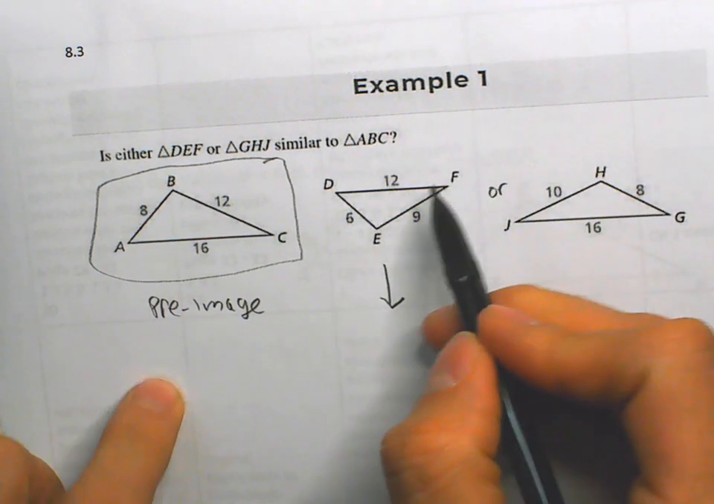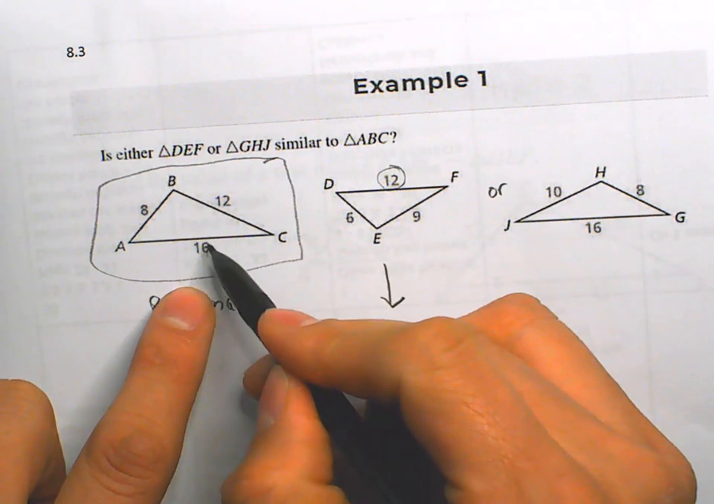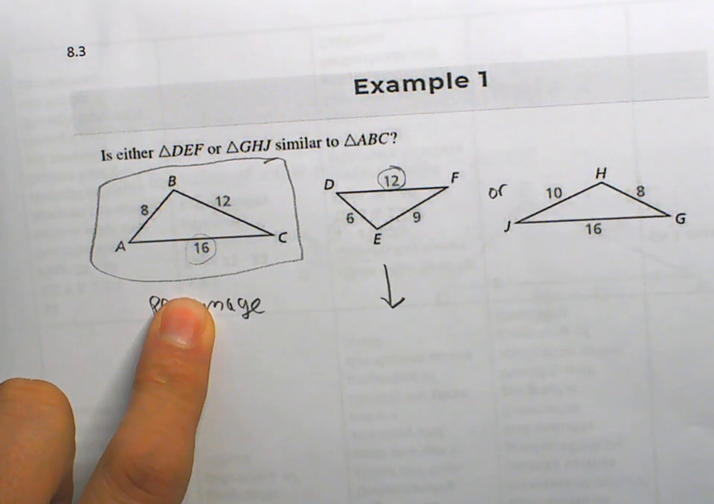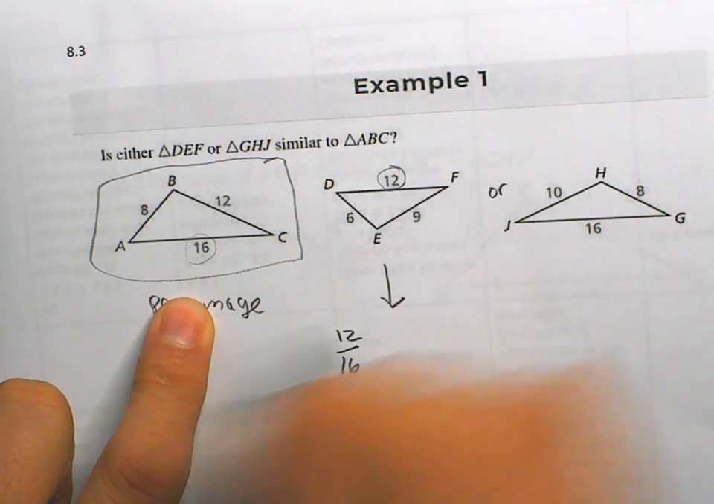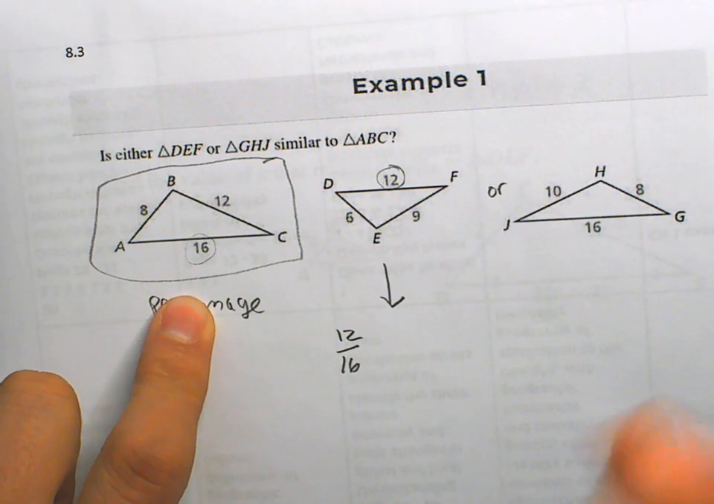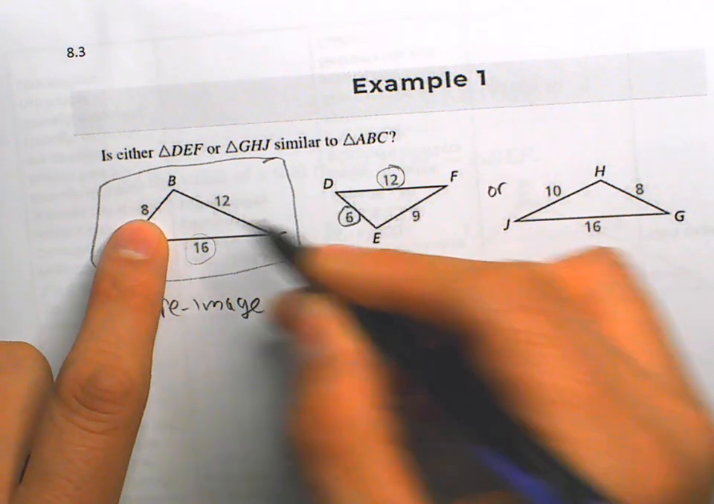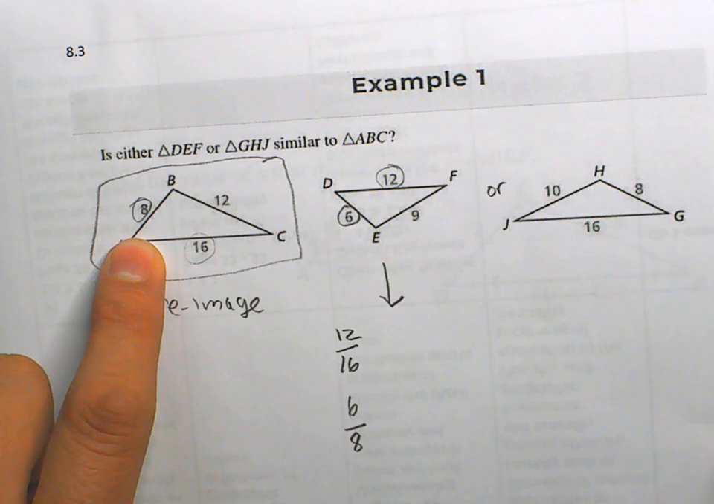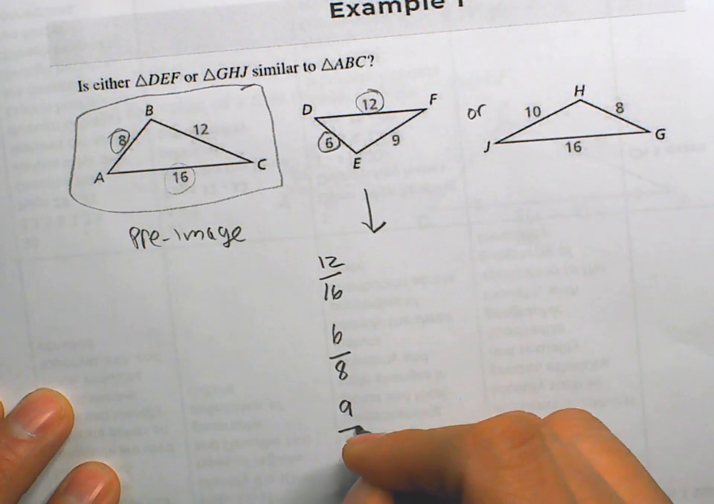The largest side on this one happens to be 12. The largest side on this one happens to be 16. So let me set up the ratio of 12 to 16. Let me set up the smallest one, 6 to 8. And then the only thing I have left is 9 to 12.